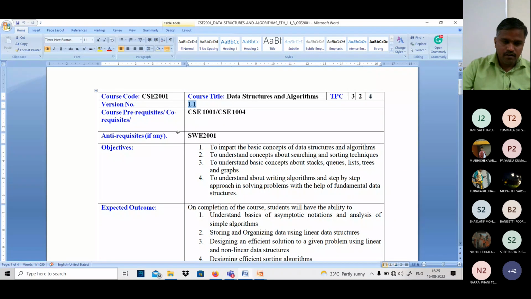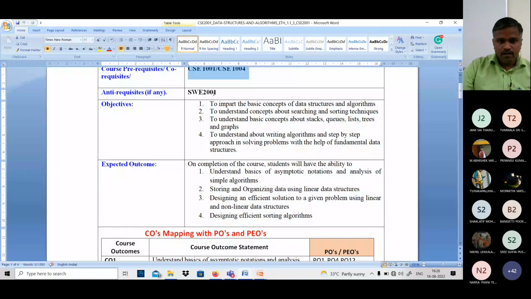The syllabus was revised last month, so it is version 1.1, and there is a prerequisite. You have to have completed CSE 1001 or CSE 1004, problem solving using Java or problem solving using Python. You should complete that earlier. And you should not have completed SWE 2001, which is the data structures course given to the integrated MTech course.